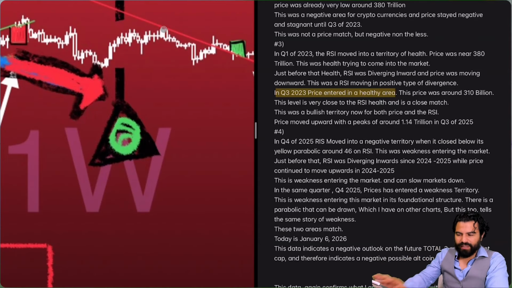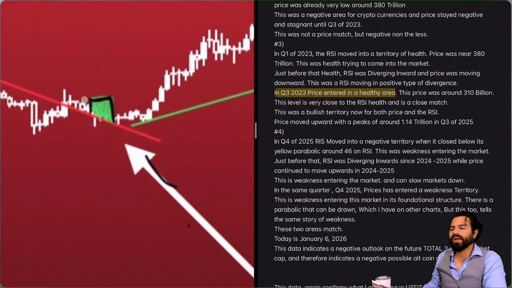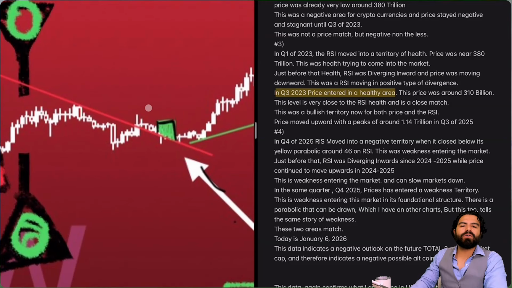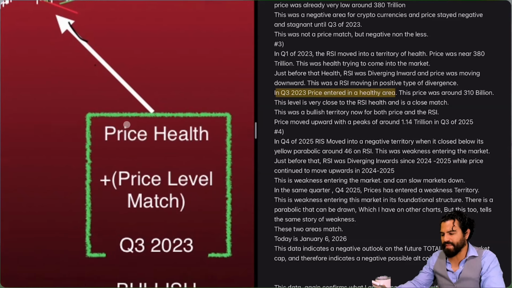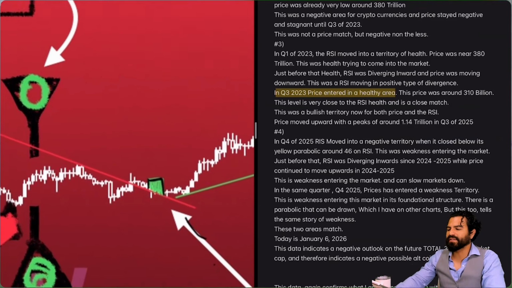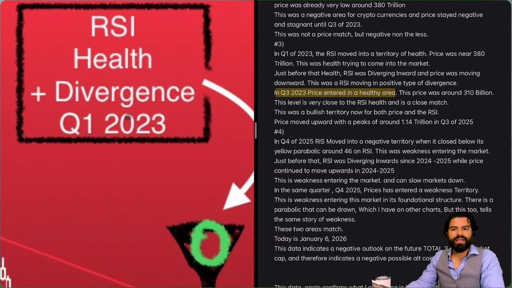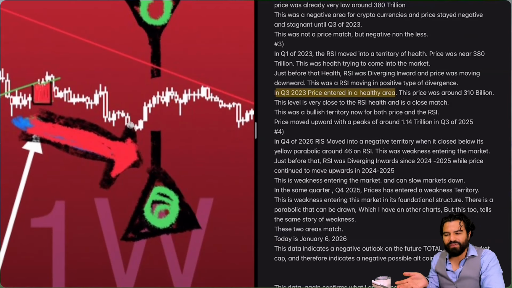Each one of these is 1 week worth of time. So there's a good amount of time in between here, many months, but you can see that this is about where health comes in. The thing that I'm noting is that price moving into health and RSI moving into health are about the same level. So they are what I call a match. Price moves into health plus price level matches the RSI health. So RSI has health and they're diverging just before it is.